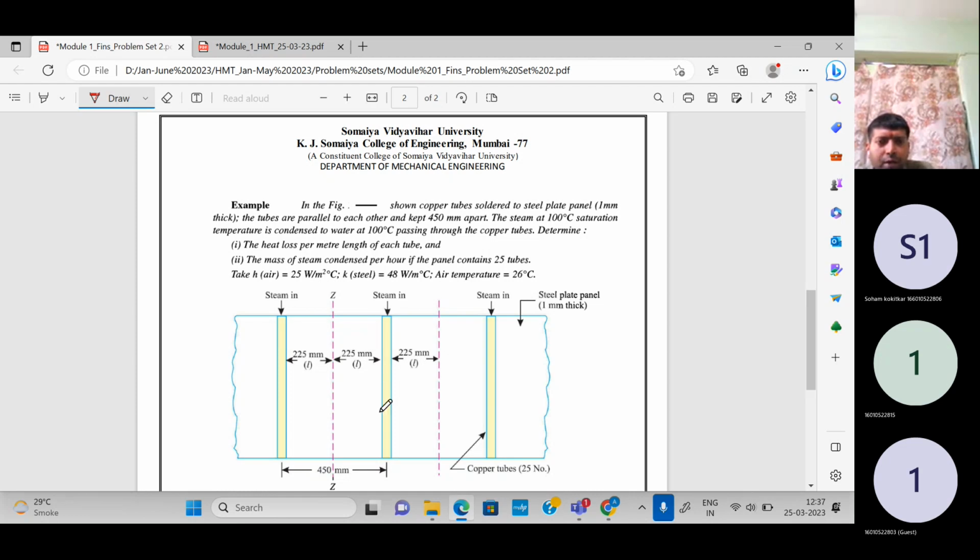The tubes are parallel to each other and kept 450 mm apart. The steam at 100 degrees Celsius, saturation temperature, is condensed to water at 100 degrees Celsius passing through the copper tubes. Determine the heat loss per meter length of each tube.